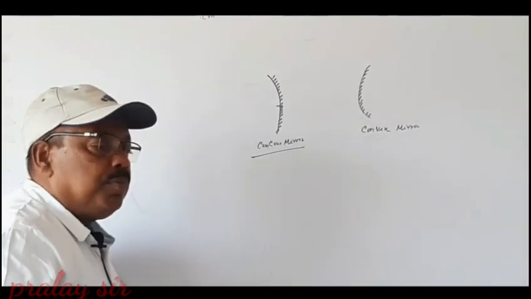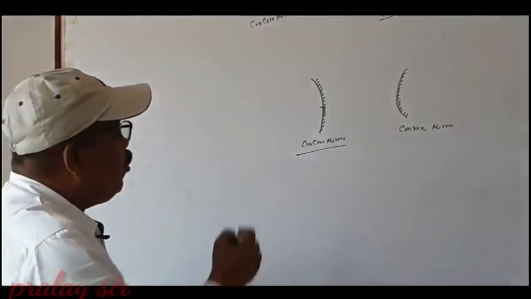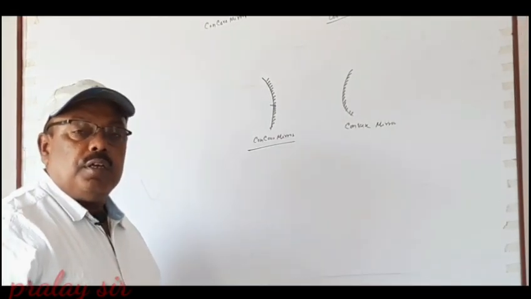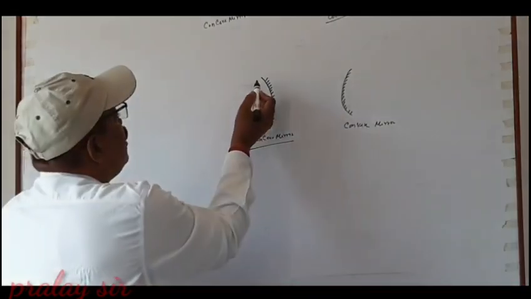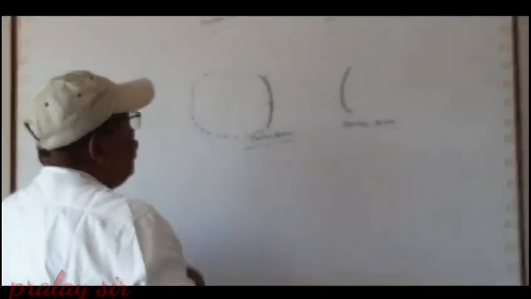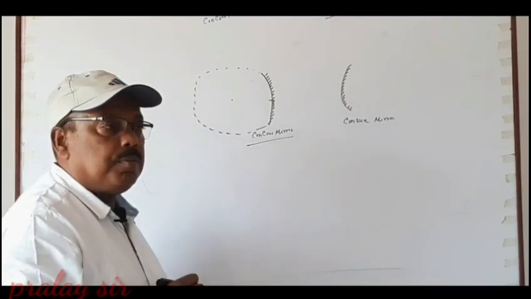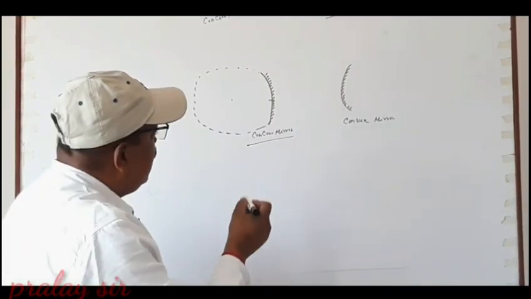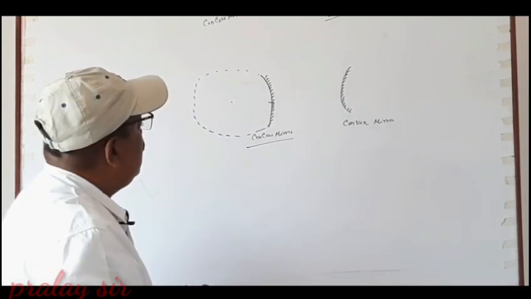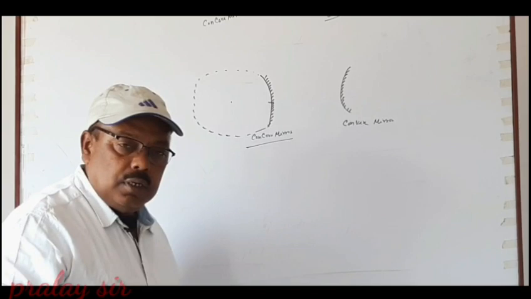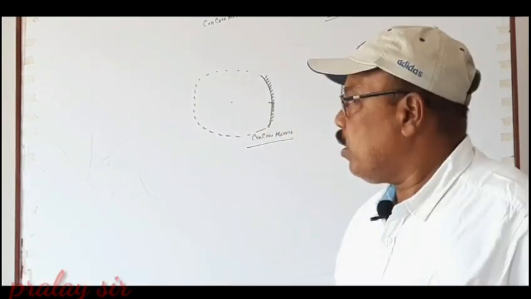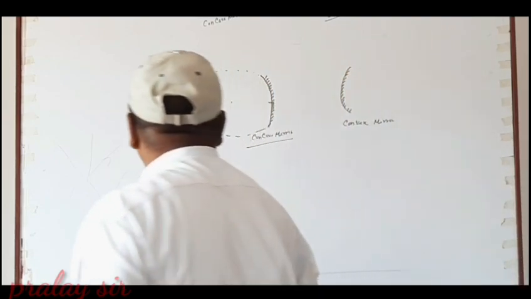And this spherical part is always part of a sphere, like that. We can draw it. Definitely it will have a center. And there are different things in the concave mirror. If you have to draw the ray diagram for image formation, you should be familiar with these things.